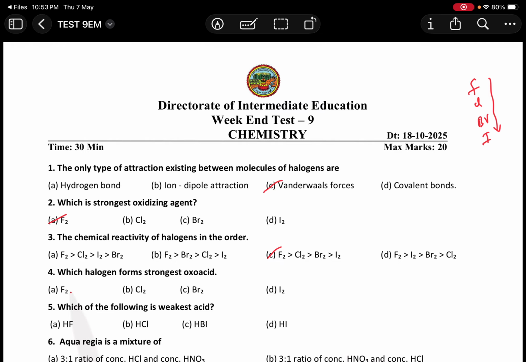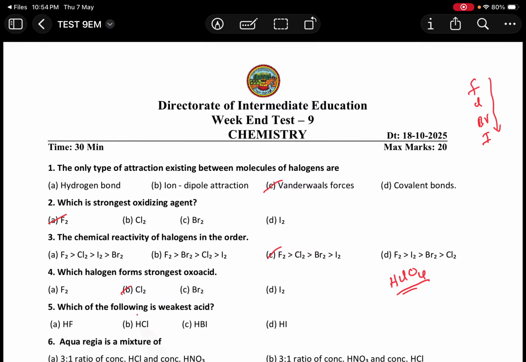Next, fourth one. Which halogen forms strongest oxyacids? Among that, option A fluorine, B chlorine, C bromine, D iodine. The strongest oxyacid is HClO4, perchloric acid, which is formed by chlorine. The oxidation state in this case is +7.